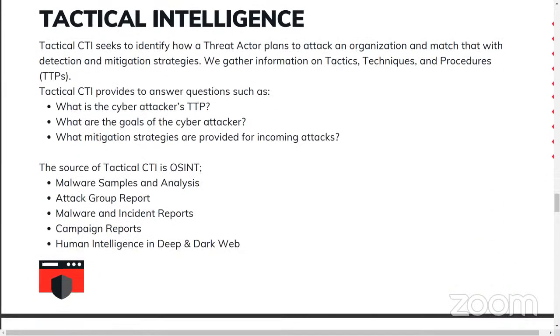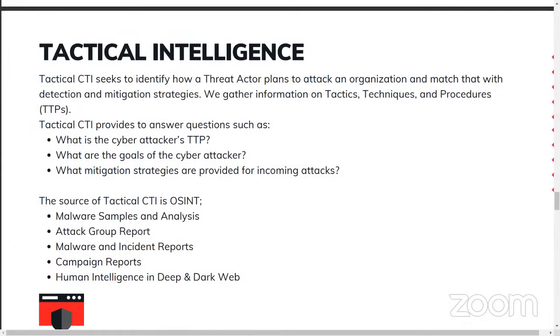Tactical intelligence seeks to identify how a threat actor plans to attack an organization and match this with known detection and mitigation strategies. Because you will find in various industries, for example the banking sector, they probably have been hit with the same techniques or the same tactics, the same TTPs. So with them sharing the intelligence that they have, they can prevent other banks from being attacked. Basically, when you look at organizations within a particular domain, they have sort of similar attacks.